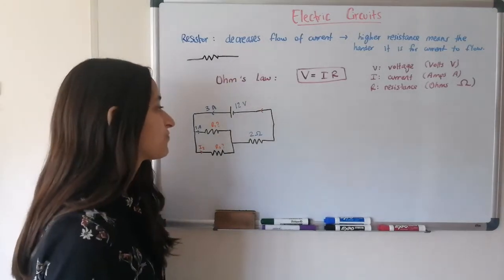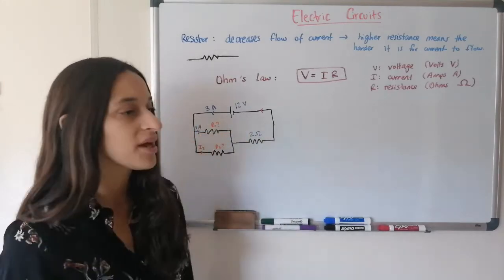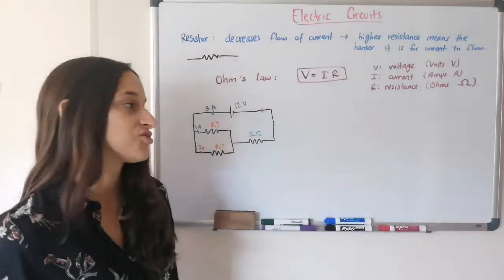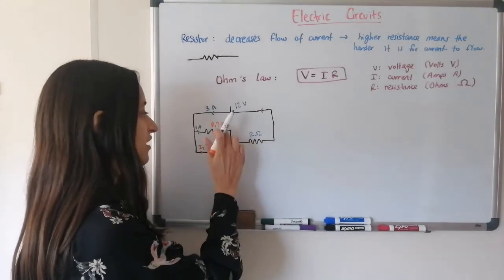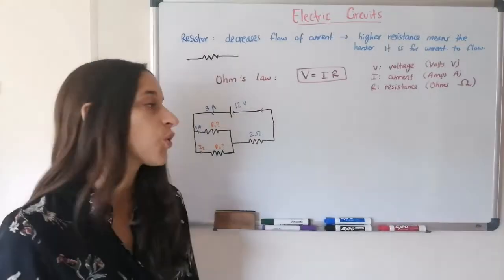So let's start. First, we have 3 amperes of current going out of the battery. The battery is 12 volts, and we have 3 resistors. Resistor 1, we don't know the value of. Resistor 2, we don't know the value of. And resistor 3 is 2 ohms.